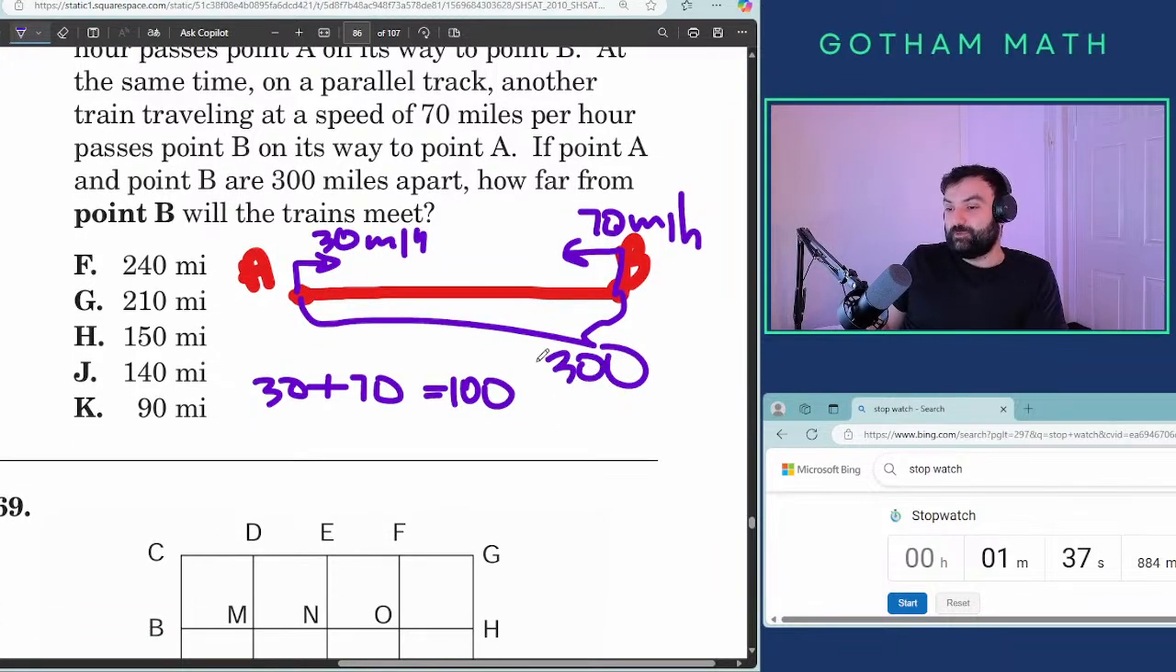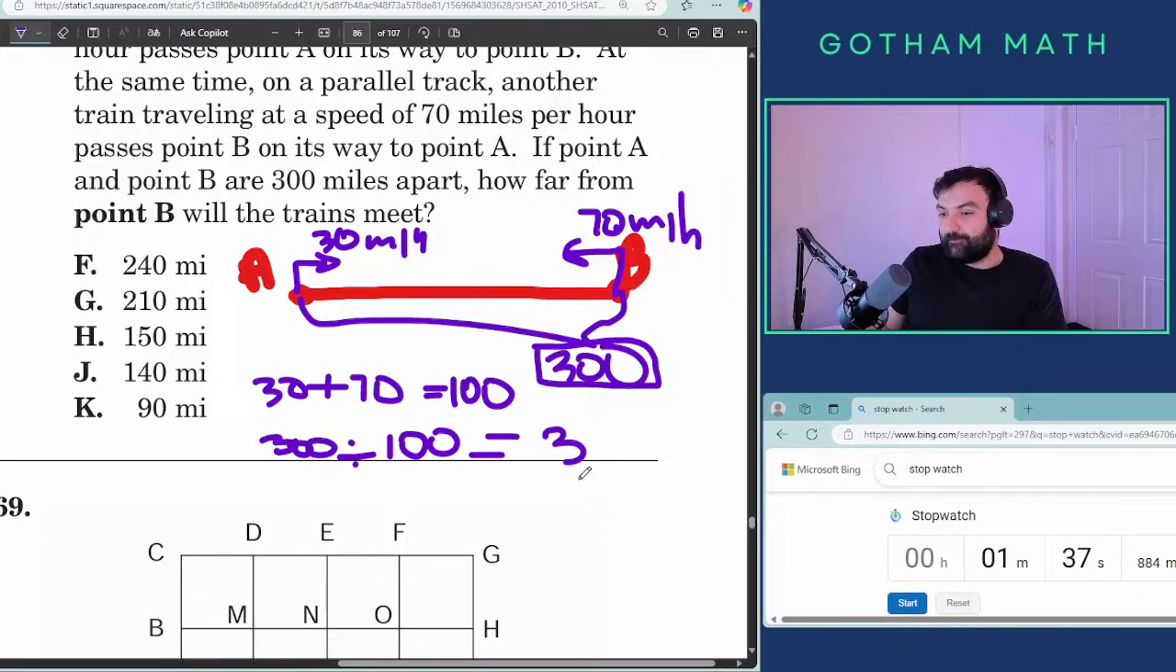Now what we have to do is divide the total distance that we have, 300, by that 100 miles per hour, and we'll get 3. It means it will take them 3 hours to meet. The first one will drive 30 miles per hour times 3, which is 90 miles, and this guy will drive 210 miles.